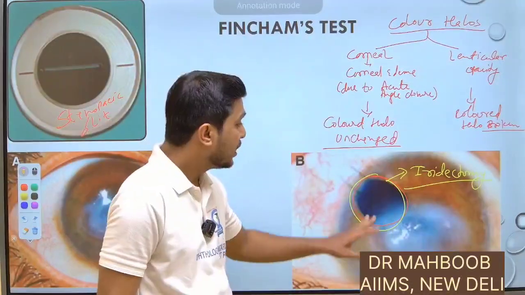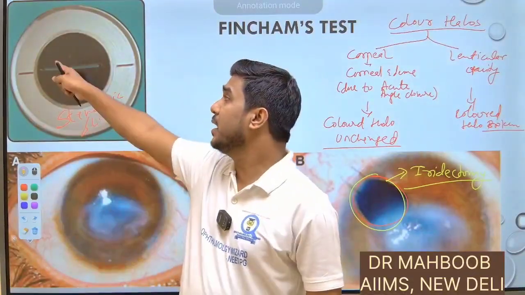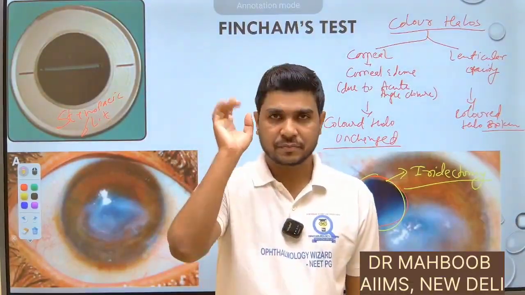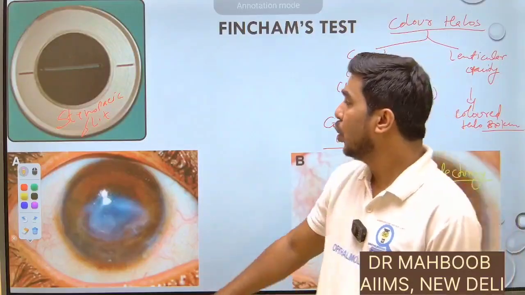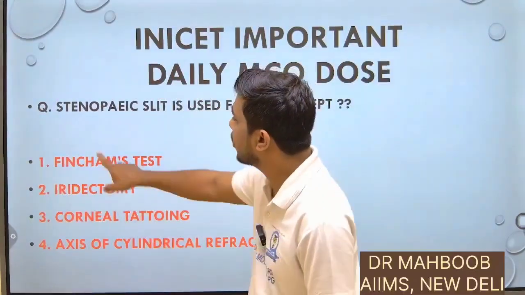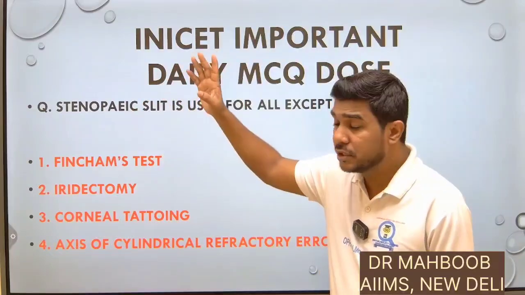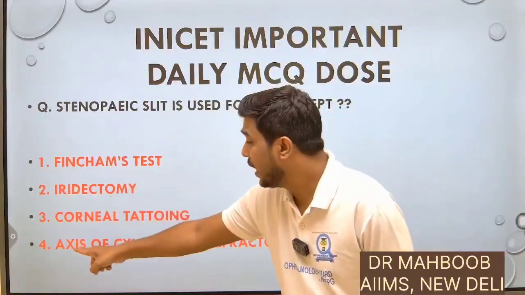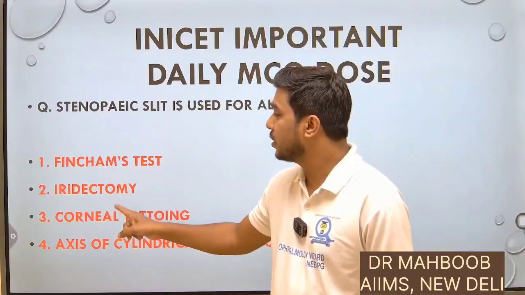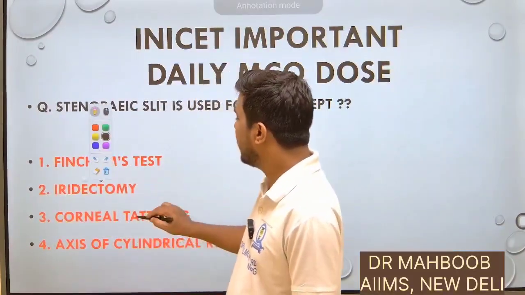Understood my point? This area is selected on the basis of least astigmatism, which is determined by the stenopic slit, and astigmatism is nothing but cylindrical refractive error. That is how, when we go back to our MCQ, Fincham test, of course, stenopic slit is used. Iridectomy, of course, it is used, and this iridectomy is based on axis of cylindrical refractive error. That is why the fourth option is also correct. So our answer for this MCQ will be corneal tattooing. Got my point? It will be corneal tattooing.